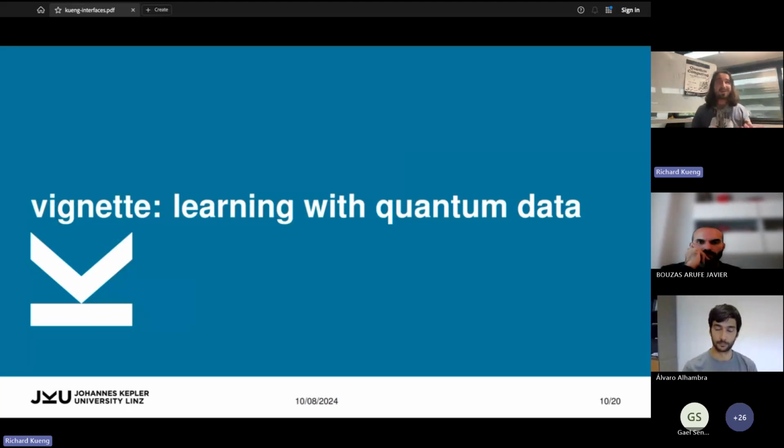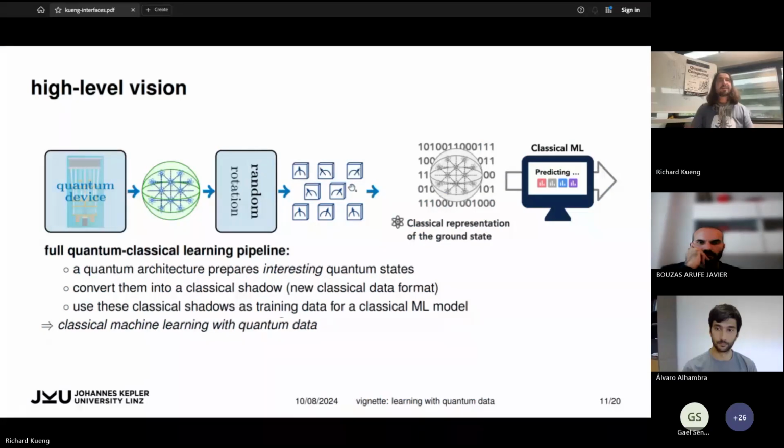And the overall idea is to really use these classical shadows as a versatile quantum-to-classical interface, like a converter. We envision an entire pipeline where on the very left, we have a quantum architecture of your choosing that is intended to prepare interesting quantum systems. And then we use the classical shadows to convert these interesting quantum systems into succinct data tables of bits.